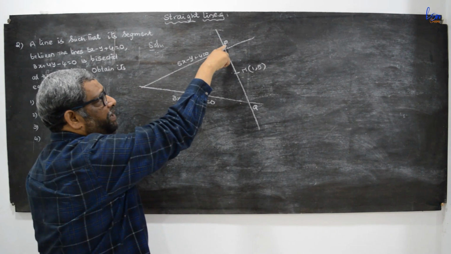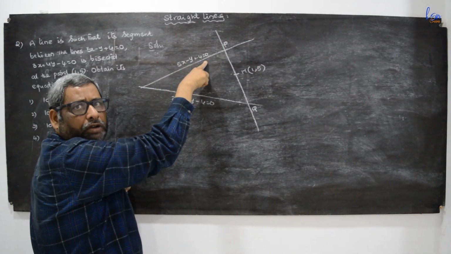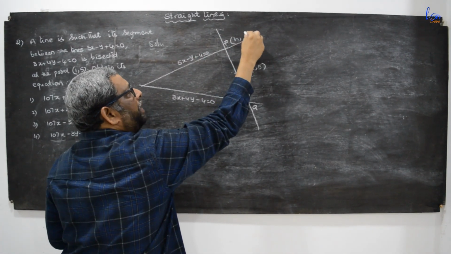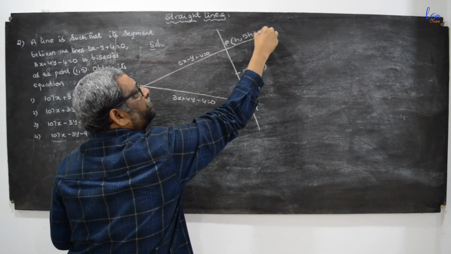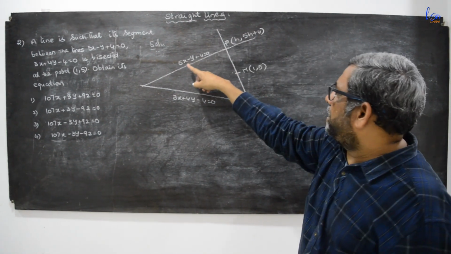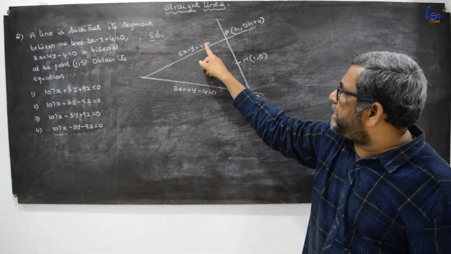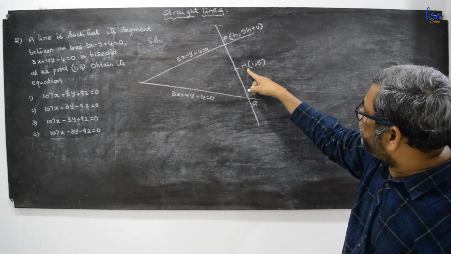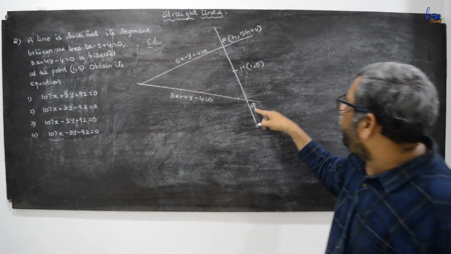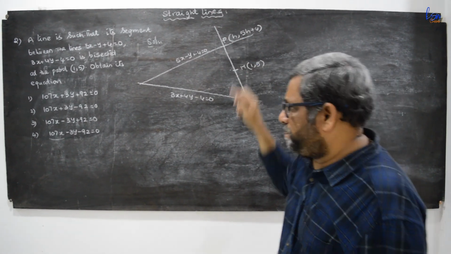Now, P being a point on the line 5x minus y plus 4 equal to 0, I will consider this point as (h, 5h plus 4). If x is equal to h, then y equal to 5h plus 4. M (1, 5) is the midpoint of PQ. Therefore, Q can be obtained by taking Q is equal to 2M minus P.